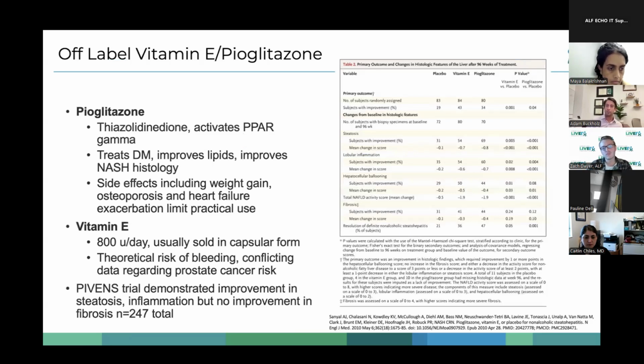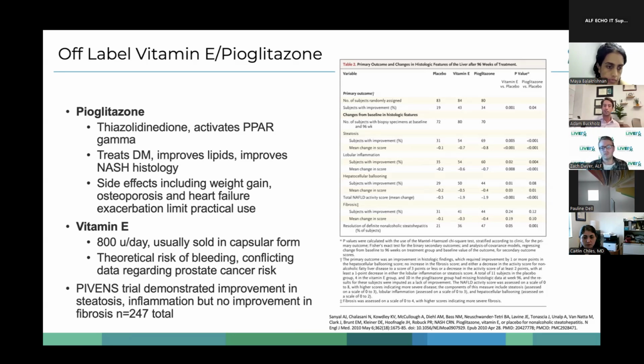Some older drugs that have been used for treatment of steatotic liver disease include pioglitazone, which is a PPAR gamma activator. It's an old diabetes drug and does improve lipids. Based on the data from the PIVENS trial, which we won't go into today, but was a big New England Journal study from more than a decade ago now, it does seem to improve NASH histology, but unfortunately there are significant side effects, including weight gain, osteoporosis, and risk of heart failure exacerbation. So that's really limited its practical use, both for diabetes and for fatty liver care.